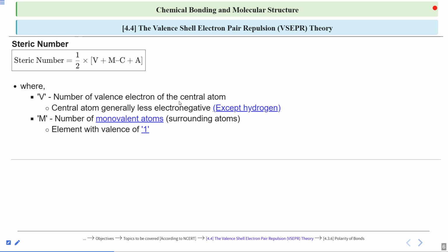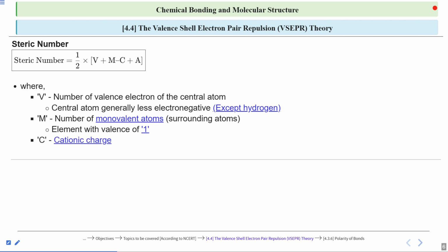Now, the second term here is M, which is equal to the number of monovalent atoms. Monovalent atoms means those atoms which have a valency of 1. For example, you can take hydrogen, fluorine, or chlorine. All of these have a valency of 1. Now, these monovalent atoms which are present around the central atom are termed as surrounding atoms. Got it?